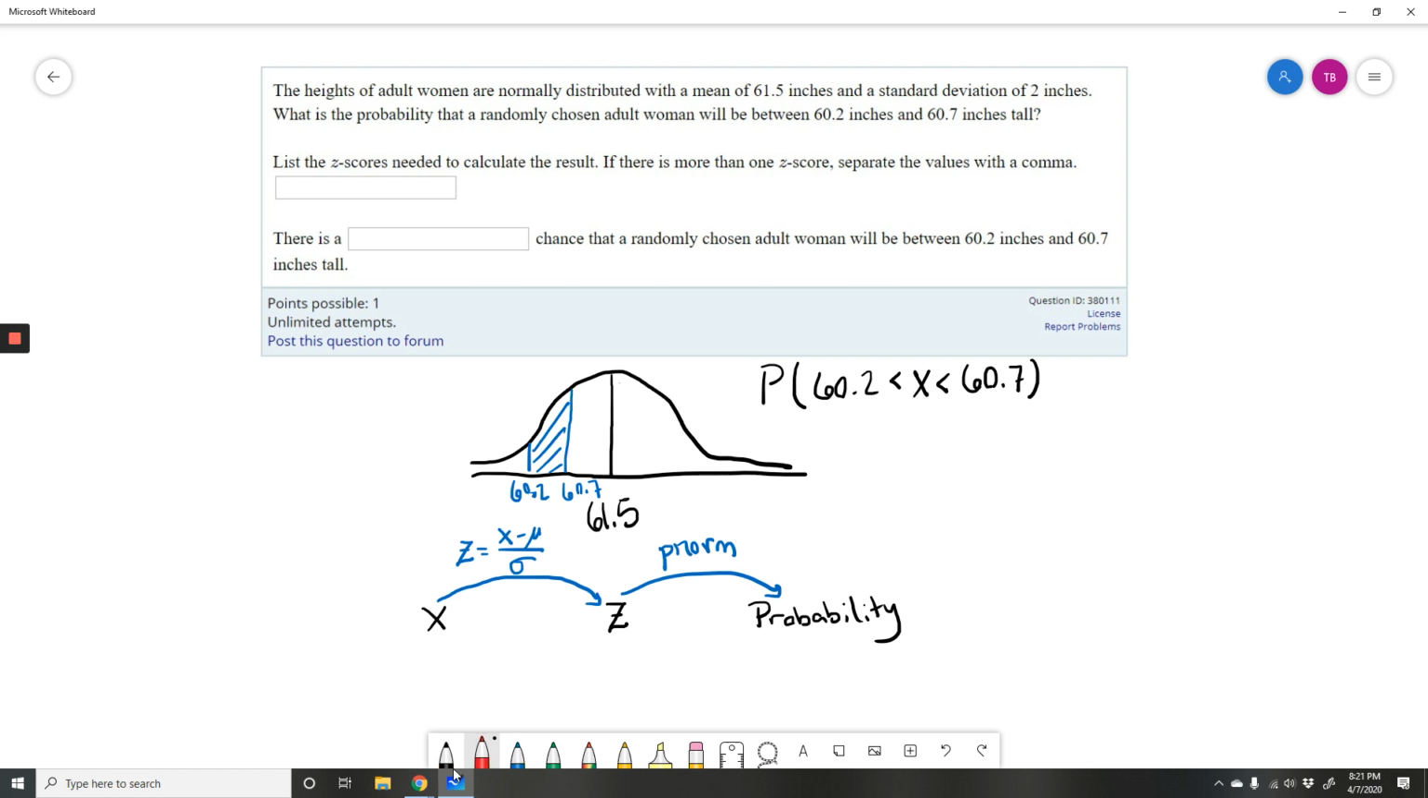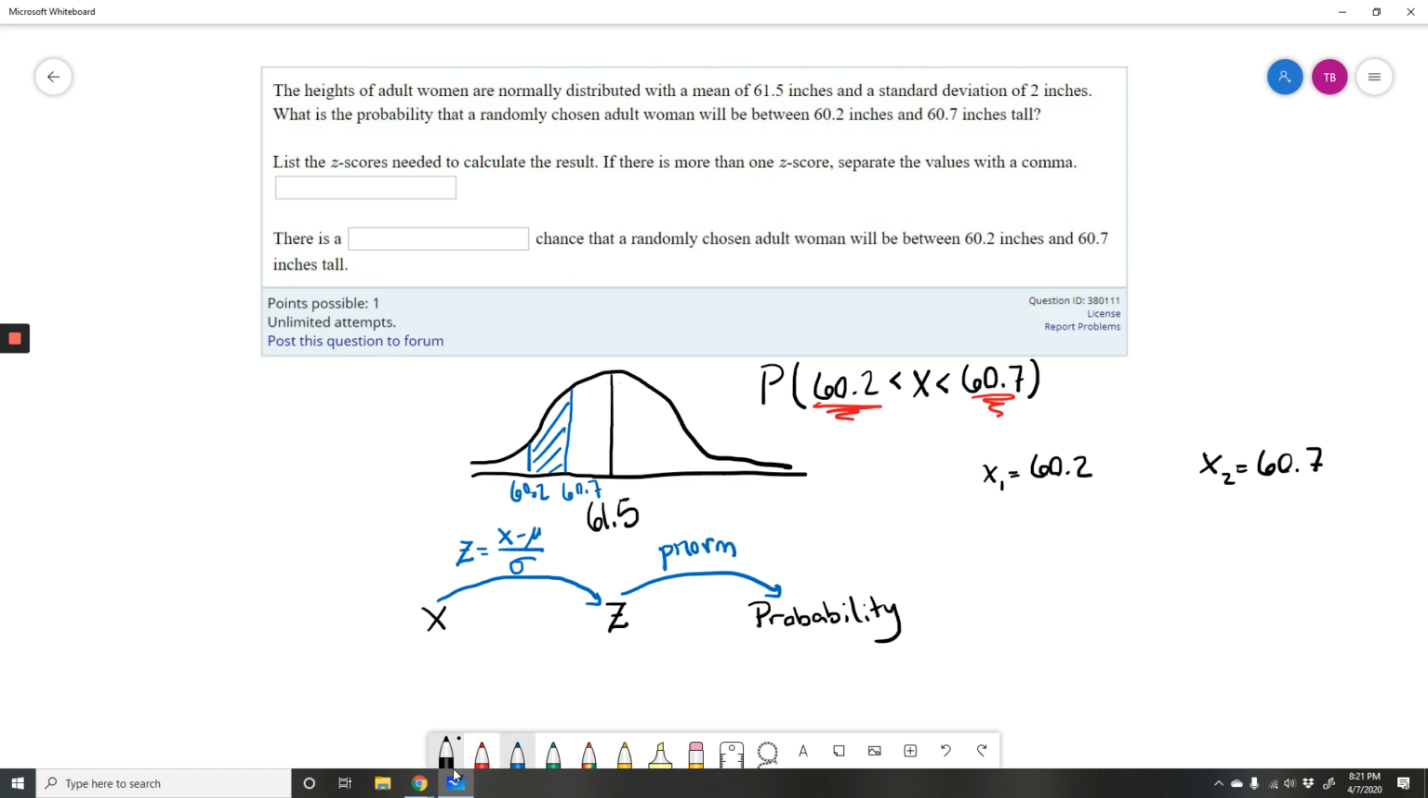So in this problem, what's our x? Well, we actually have two of them, right? The x is our boundary value, but we have two boundaries. We have a lower boundary and an upper boundary. So I'll call this x1, which is 60.2, and x2, which is 60.7. We're going to get one z-score for each of these x values. So we're going to have two z-scores, okay?